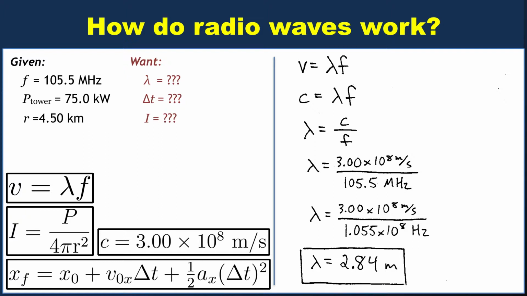So that's the wavelength of this particular radio wave, and you can see that the wavelength is a little bit bigger than a person. That's one advantage of using radio waves to communicate, is that their wavelengths are typically large enough that they don't scatter appreciably off of small objects. Okay, so we figured out the wavelength and we'll put that over on the left.